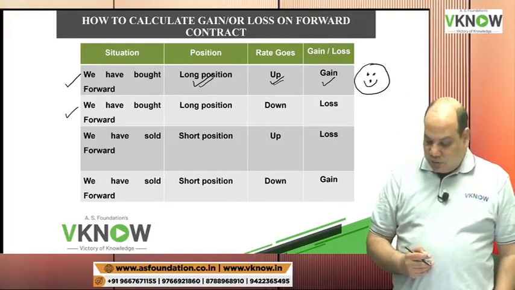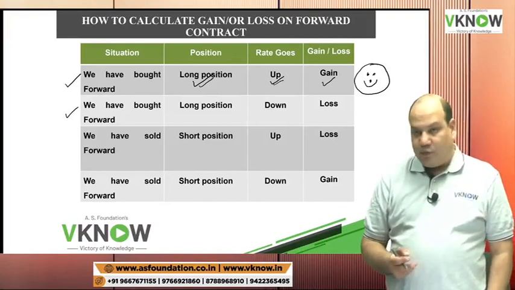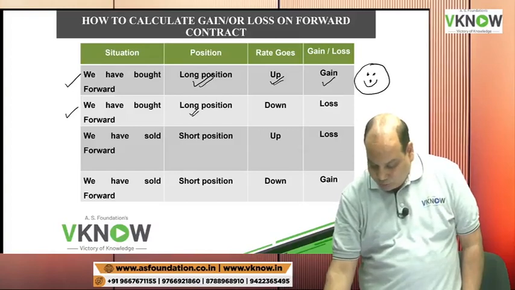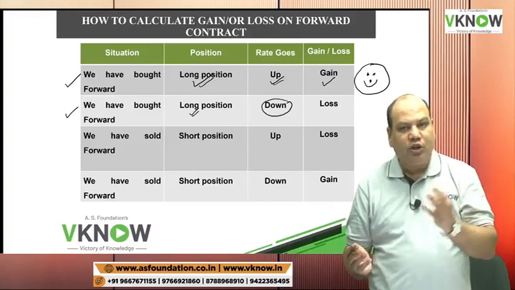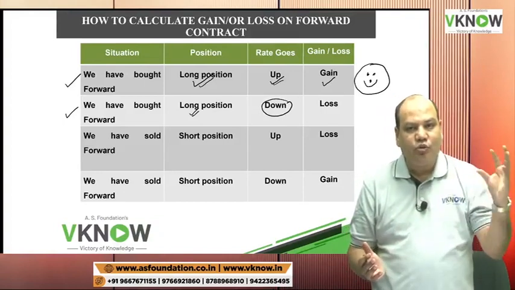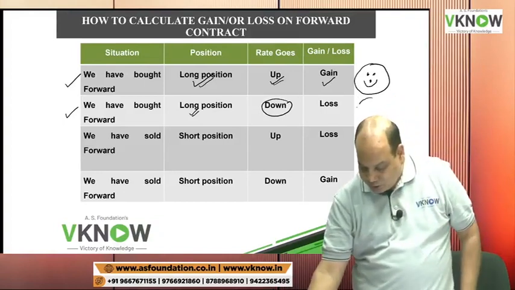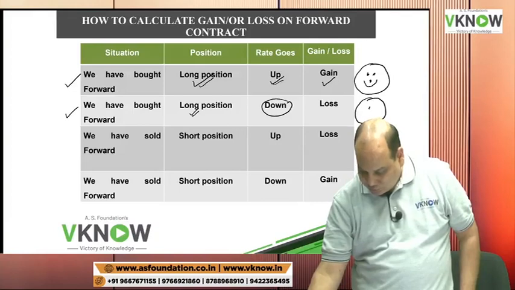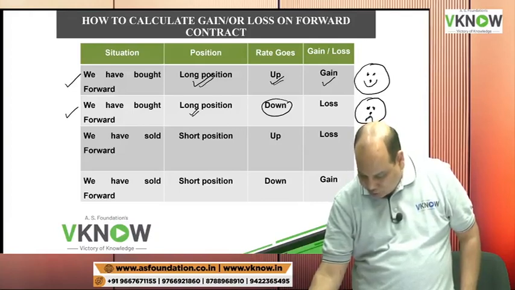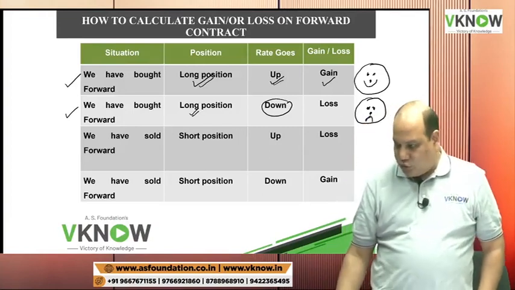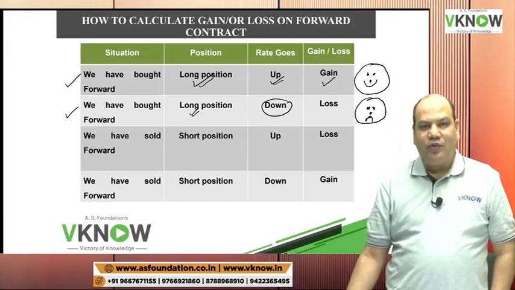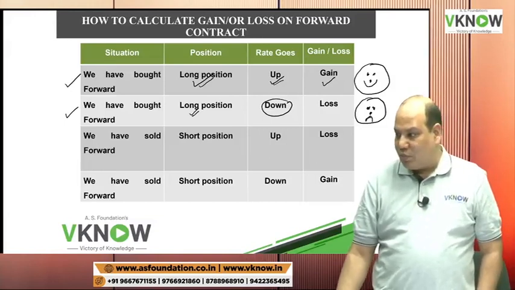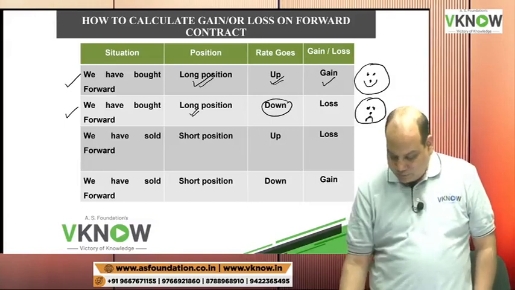Reverse now. We have bought forward, long position, but the rate is going down from 72 to 70. Rate is going down. There is a potential loss. So Gopal will feel sad. This is the second example which I had given you, Gopal will feel sad.